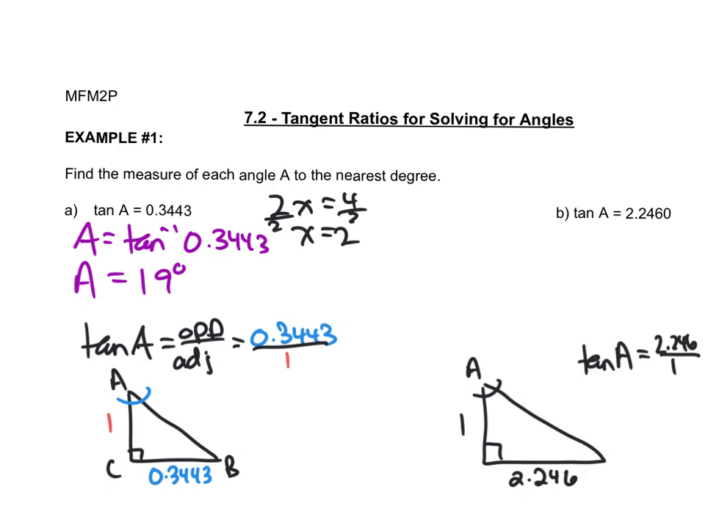And so what we do is we say, all right, I need the inverse tan of that 2.246, and that will give me, so we go second function, tan of 2.246 equals 65.999, which is 66 degrees.